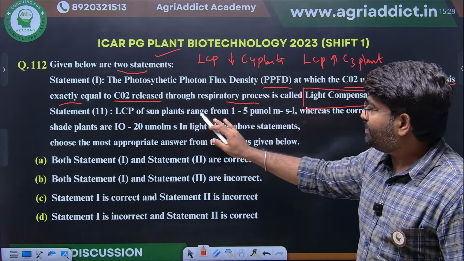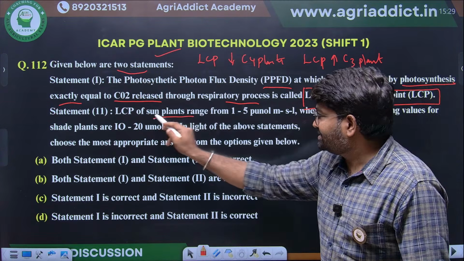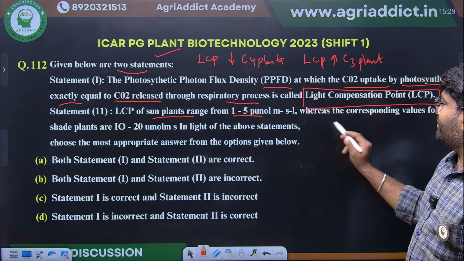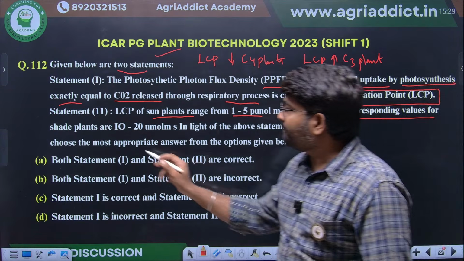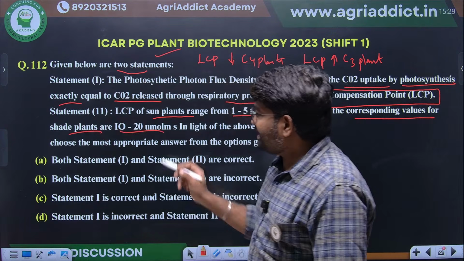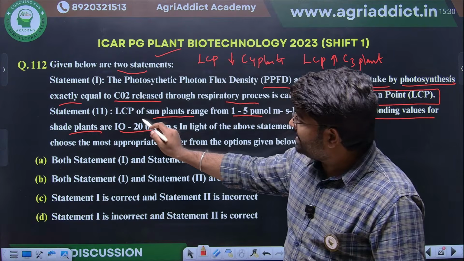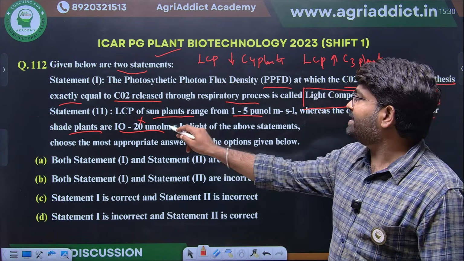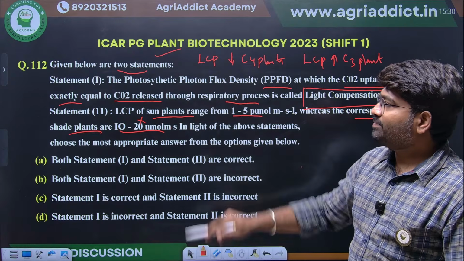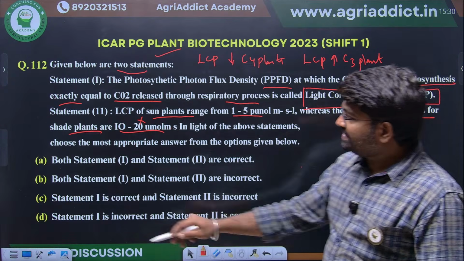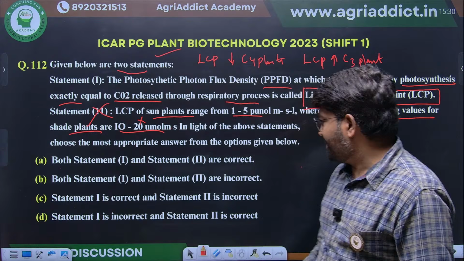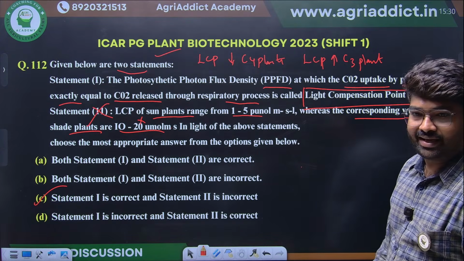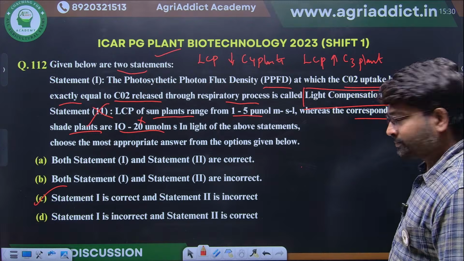LCP of sun plants ranges from 1 to 5 micromole per square meter per second, whereas the corresponding value for shade loving plants is high. They are saying shade loving plants will have high. Whether this is true? No. Shade loving plants will have low, sun loving plants will have high. So statement 2 will be wrong. So statement 1 is right and statement 2 is incorrect. I hope this is clear for everyone.